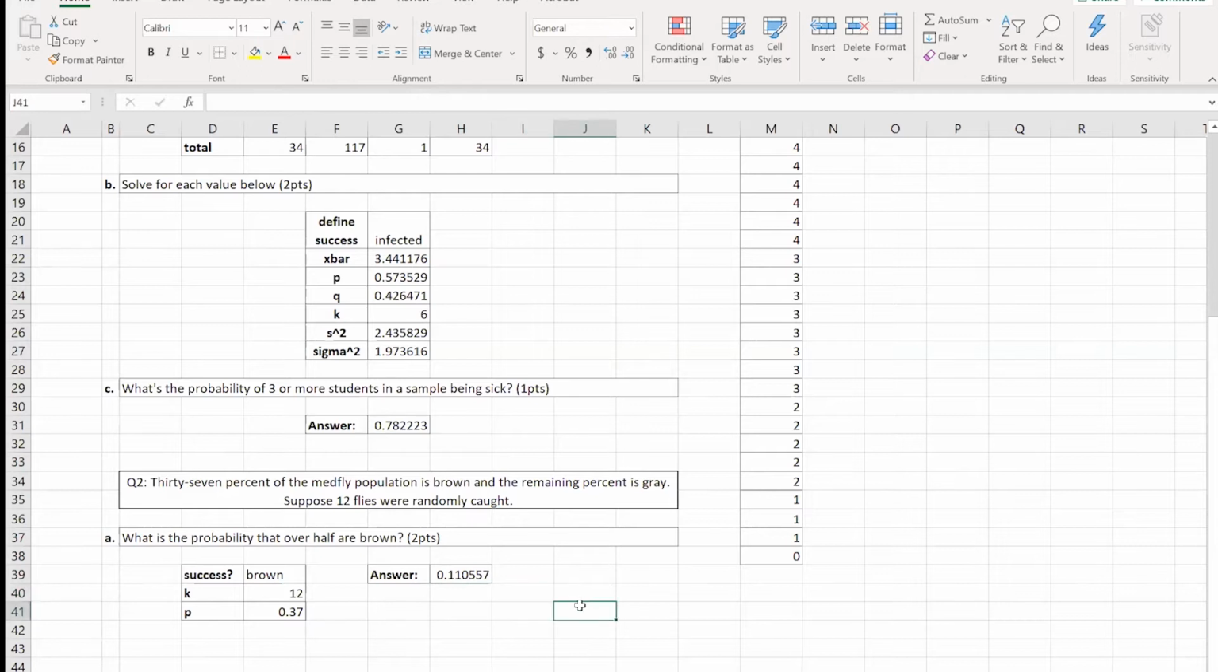I have another question. Sorry, can you go over sigma squared? Yes. Like how did you find it? It's just x bar times p. Or sorry, x bar times q. Okay, thank you.